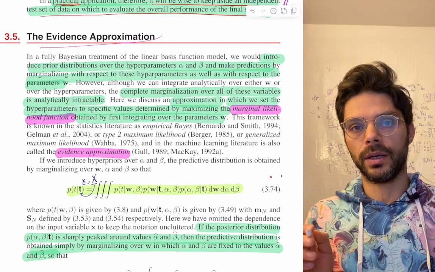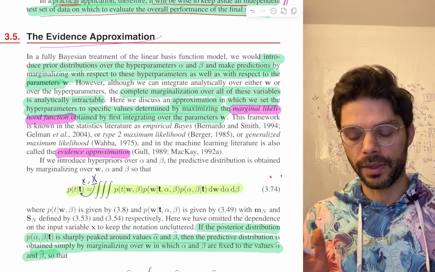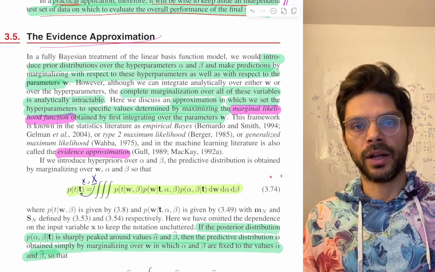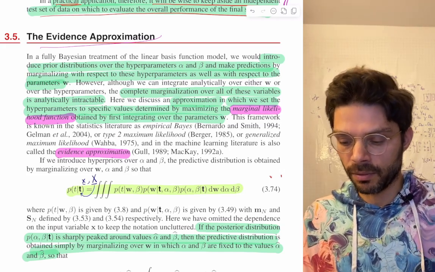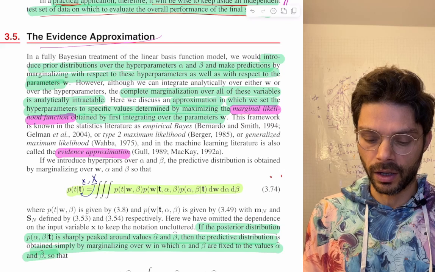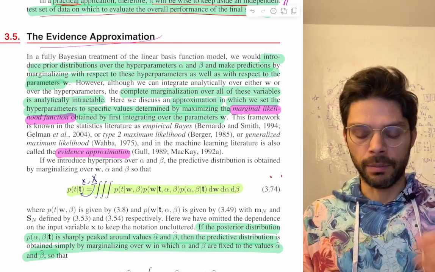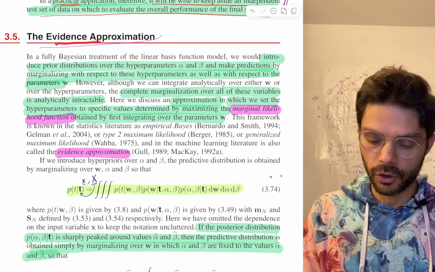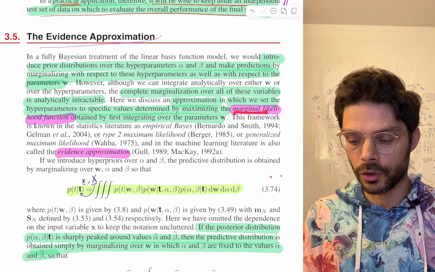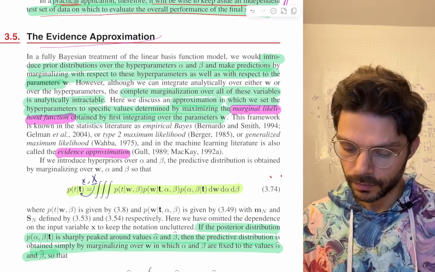And one thing to keep in mind, I think it's a bit of a problem with Bayesian things, is that there are lots of different names for some of these terms. So the marginal likelihood is also going to be called the evidence. You have to just keep that in mind. We're talking about the evidence approximation, but you can also call it the marginal likelihood approximation.